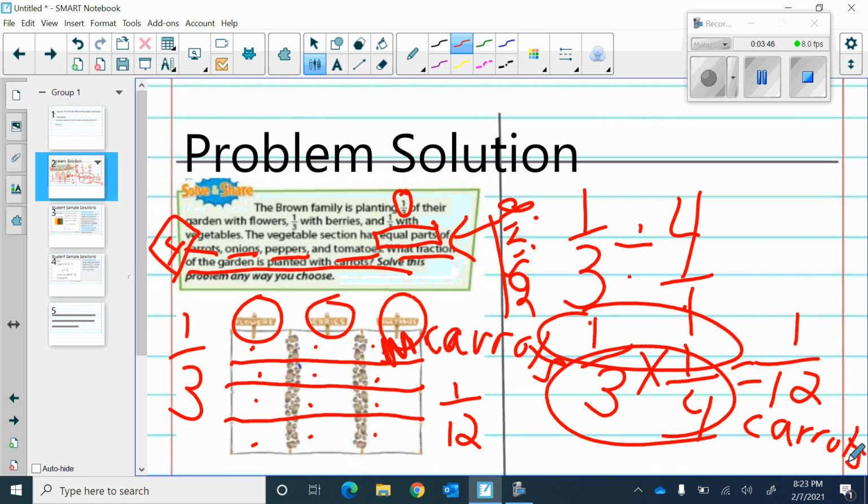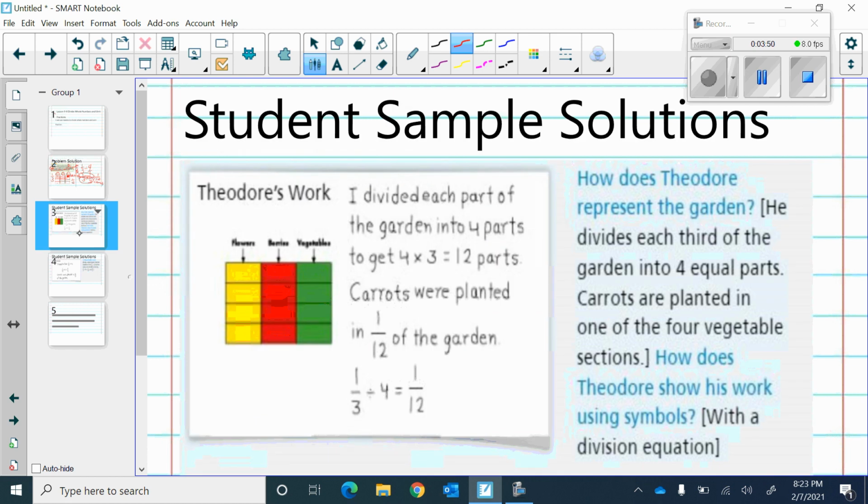Beautiful. Okay, let's look at some student samples. So we have Theodore, and you know, Theodore's brilliant, and he did exactly what I did. He took the third of the garden, it had 3 parts. So he took the whole garden, and then he split it into 4ths, just like we did, and he would get 1/3 divided by 4, which equals 1/12.